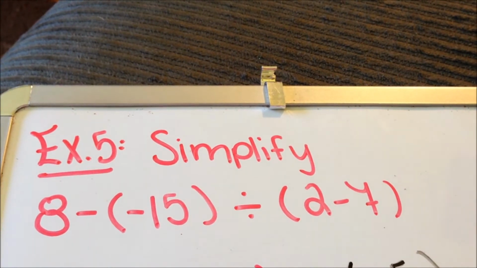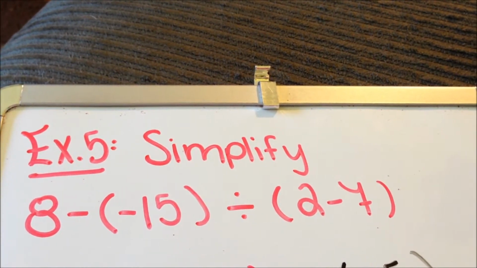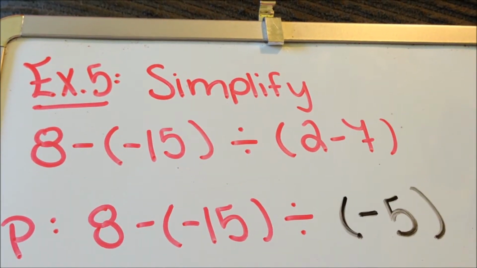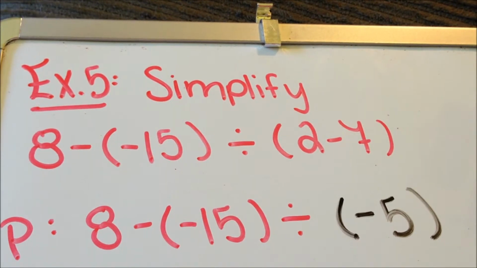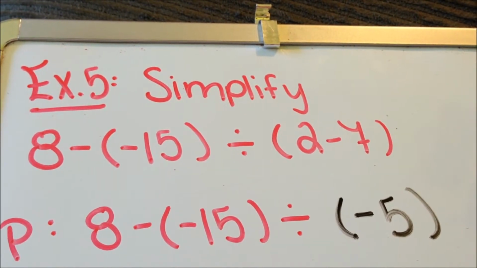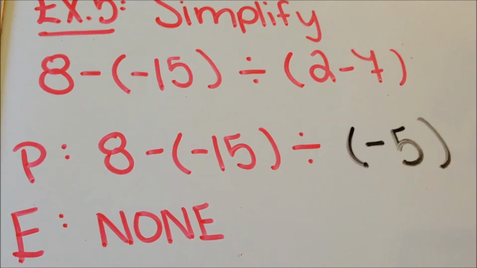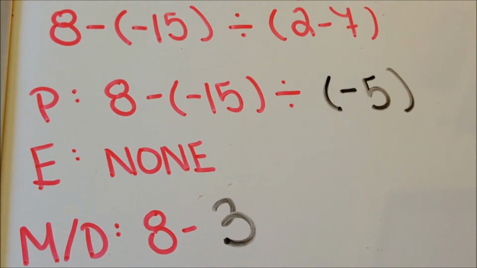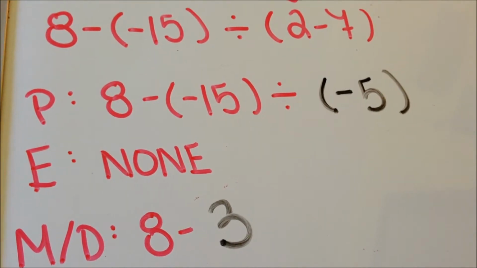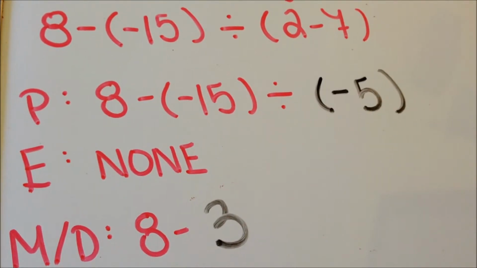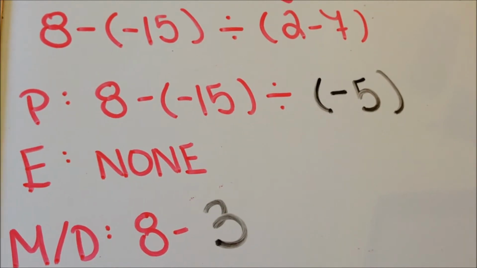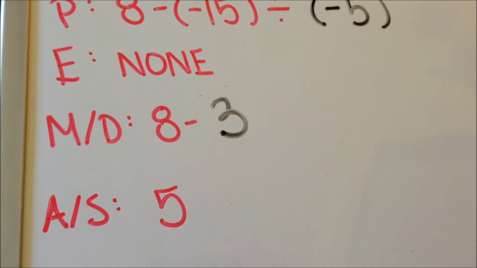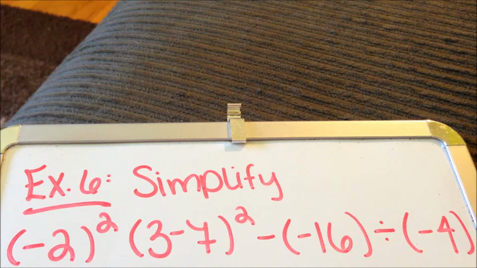Example 5. Simplify 8 minus negative 15 divided by 2 minus 7. Do we have any parentheses to simplify? Yes, we have 2 minus 7. So at this point, we have 8 minus negative 15 divided by negative 5. No exponents. Multiplication and division. We do have a division. We have negative 15 divided by negative 5. That gives us positive 3. So at this point, we have 8 minus 3. And then finally, subtract. We end up with an answer of 5.